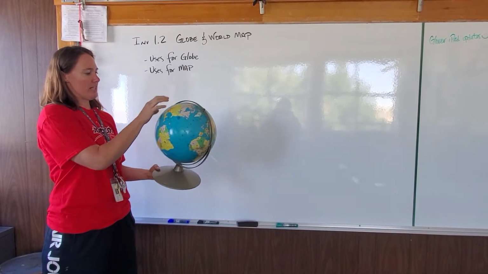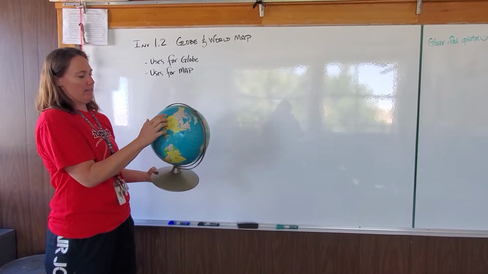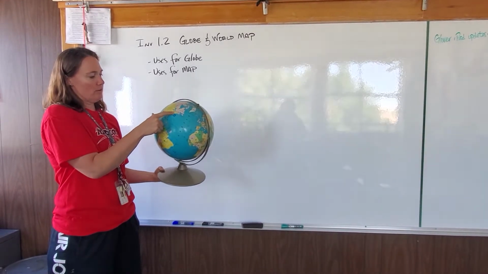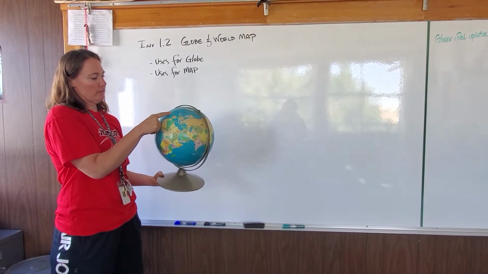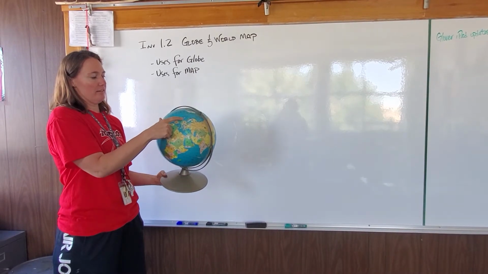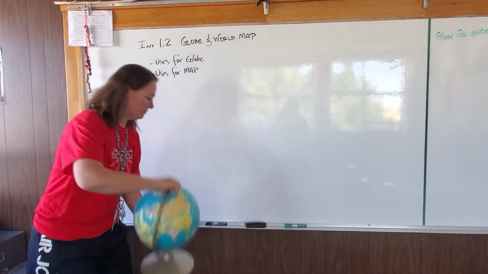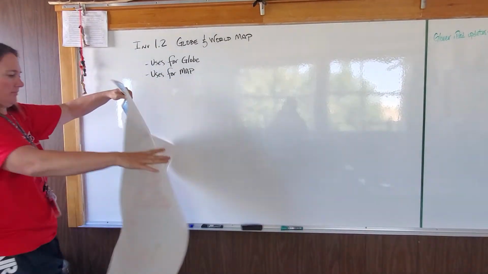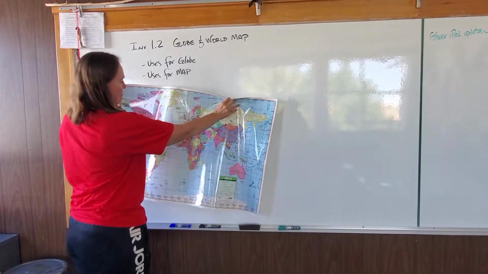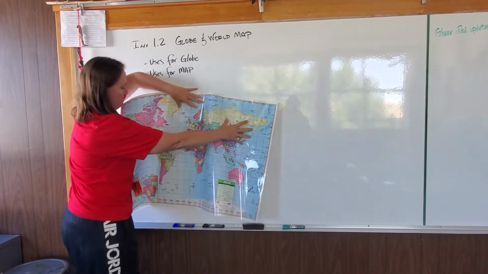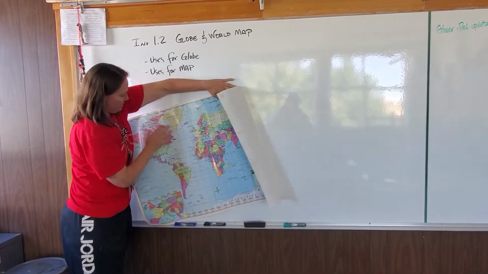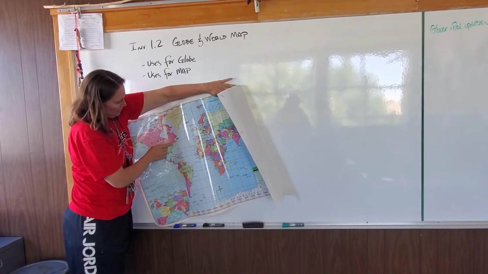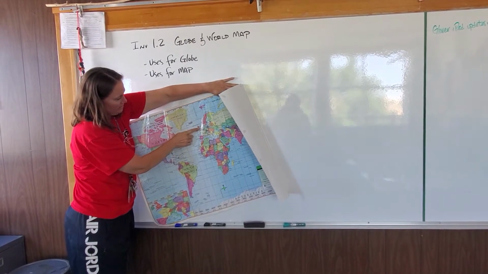Like, you might say, well, if I am in Oregon and I want to go to Scotland, I have to go over here, and then up to there. Because on a flat map, let me show you what that looks like. On a flat map, that's what you would see. I should have taped this up. You would go from Oregon over and then to Scotland.